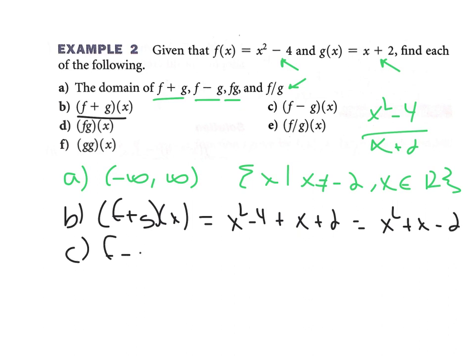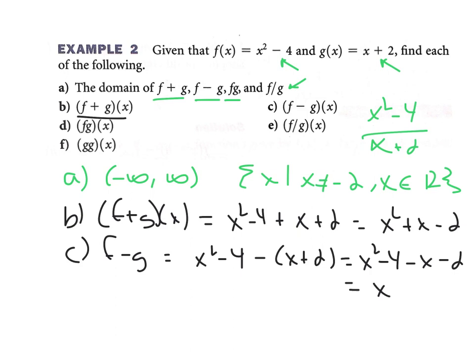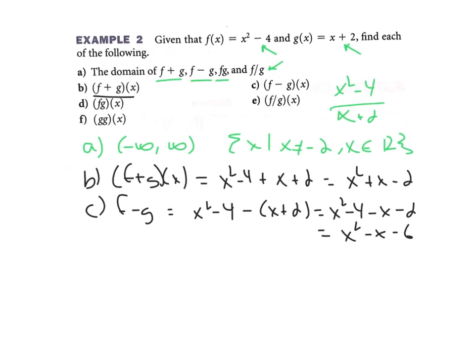Part C says f minus g. For f minus g, I'm going to do x squared minus 4 minus x plus 2. Don't forget that minus sign is going to change all my signs. x squared minus 4 minus x minus 2, which is going to be x squared minus x minus 6.